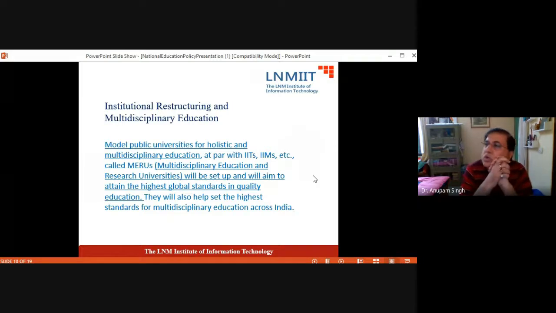So the goal is not just to transform the existing education, but to actually establish new educational institutions, which will be role models for all of us to follow. So these will be model public universities for holistic and multidisciplinary education at par with the IITs, IIMs, etc. So let's say LNMITs here, called MERUs, Multidisciplinary Education and Research Universities, will be set up and will aim to attain the highest global standards in quality education. So this is a commitment of the National Education Policy, and there is also a time-bound goal that I will come to in a minute.